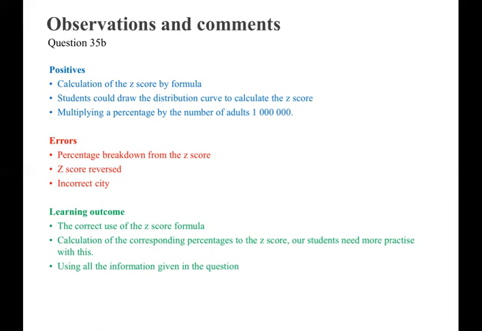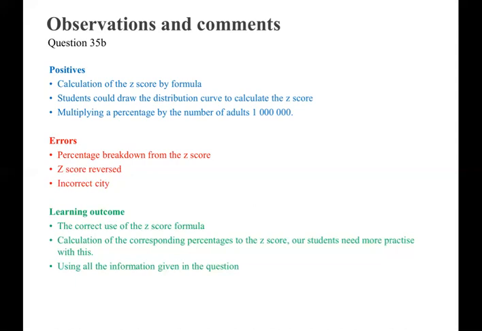So if their percentage was incorrect, they could often go to that with their incorrect percentage, and work out the number of adults. However, as I said last time, the percentage breakdown for the Z-score was what caused the most drama here. Again, the same thing about the Z-score reversed and picking the incorrect city. So really, we need to make sure our kids are transferring this correct formula from the formula sheet, and also the corresponding percentages to the Z-score. We really need a lot more practice with this with our kids.